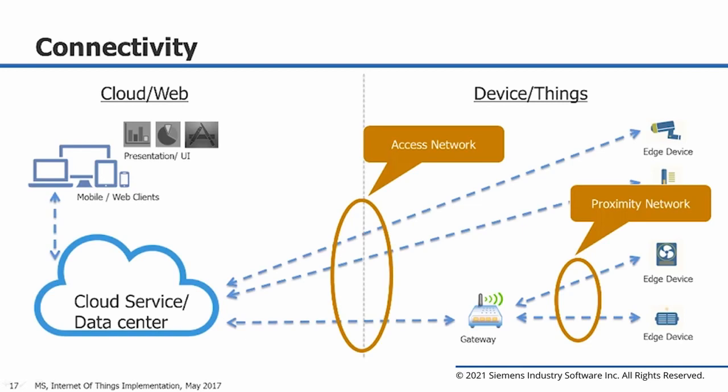Now let's discuss connectivity in an Internet of Things system. Connectivity is a huge topic for Internet of Things, and I would like to highlight connectivity in terms of access network and proximity networks. So access network is typically an IP-based connection that is utilizing public internet infrastructure. Proximity network is a local network of devices that's typically behind the gateways. This can be IP-based, but in a lot of cases, this can involve other technologies.